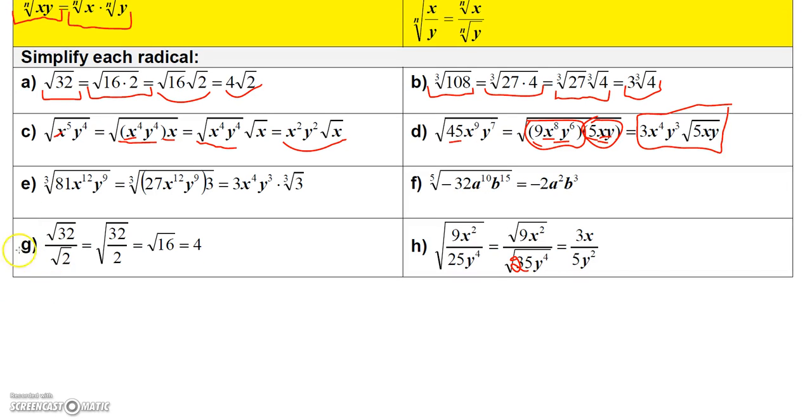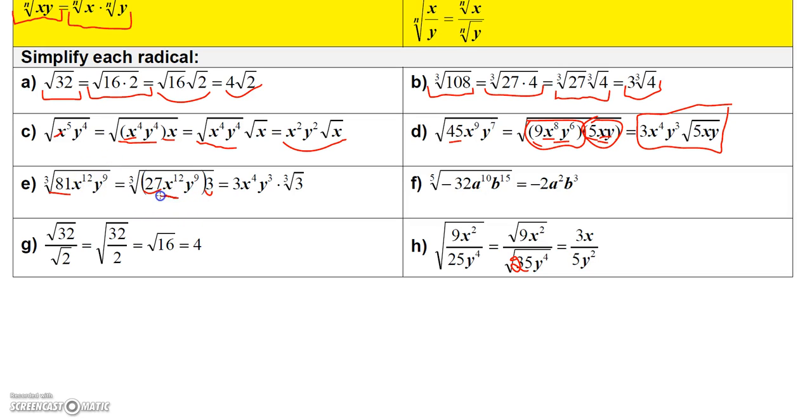Now, this is a cube root. Now, I can't take the cube root of 81. 81 is not a perfect cube. So I can't easily take the cube root of 81, but I can take the cube root of 27. So I'm going to write 81 as 27 times 3. Now, I can take the cube root of x to the 12th and y to the 9th.